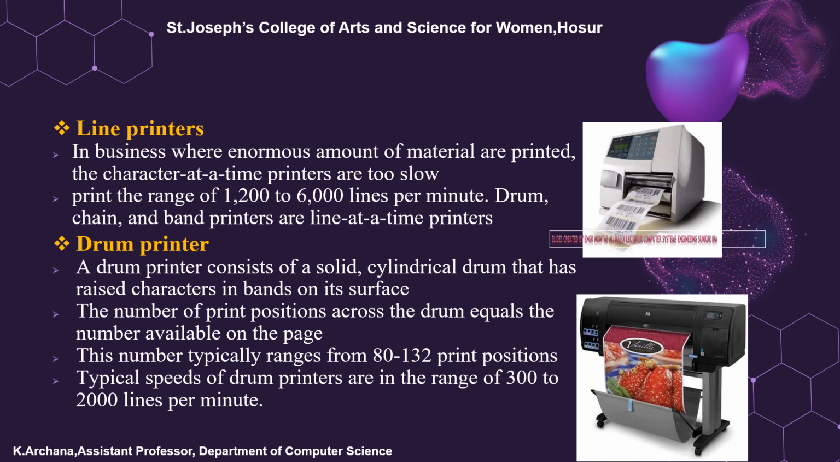The next one is the drum printer. A drum printer consists of a solid cylindrical drum that has raised characters in bands on its surface. The number of print positions across the drum equals the number available on the page. This number typically ranges from 80 to 132 print positions. Typically, speeds of drum printers are in the range of 300 to 2000 lines per minute.